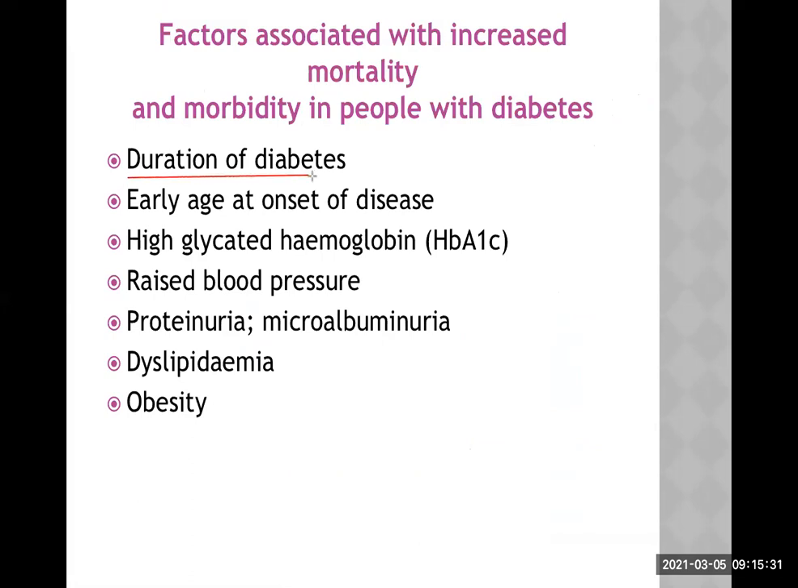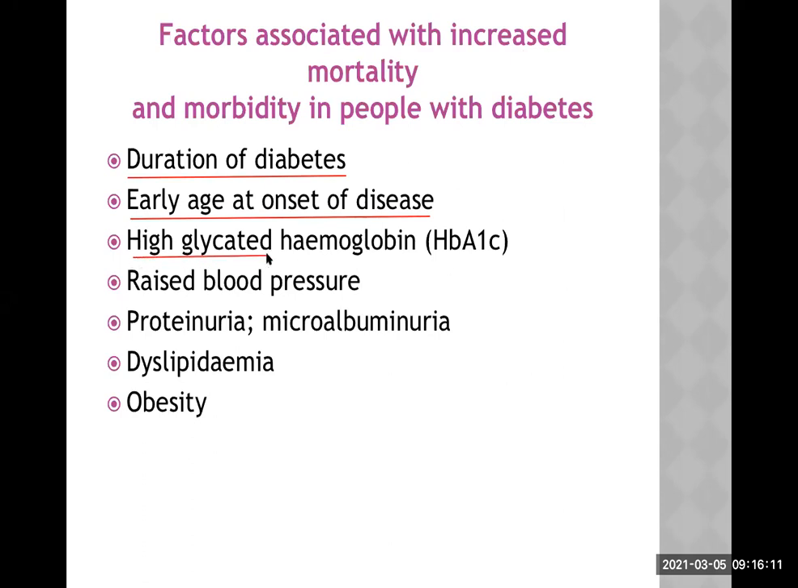Duration of diabetes is one thing. If a patient is just diagnosed with diabetes, the chances of complications are very low, compared to a person who has had diabetes for 15 to 20 years, where already a lot of complications are there. Early age at onset of disease, definitely. By the time the patient comes, he's already 40 years old, and this is type 1 diabetes. Now you are getting what I mean. Type 1 diabetes usually starts in childhood, so already a lot of time has passed, so there is more chance of development of complications.